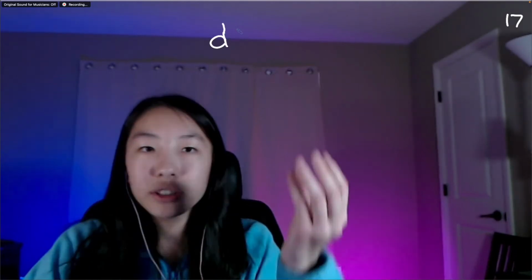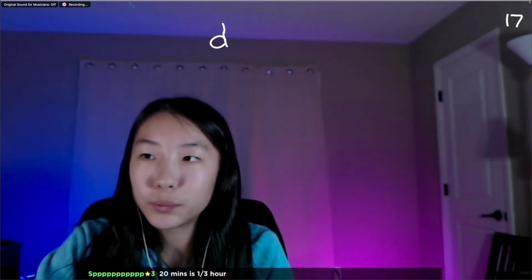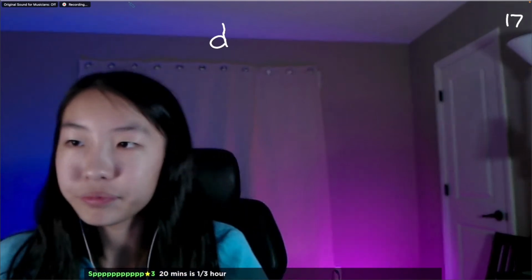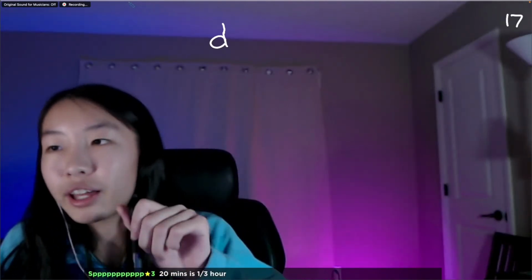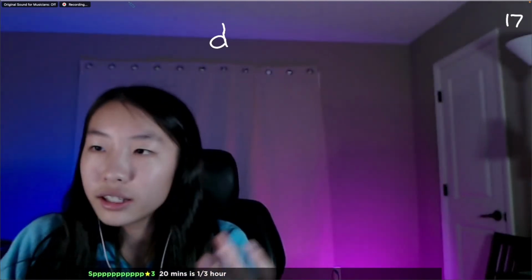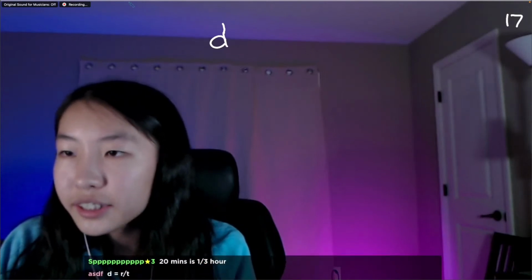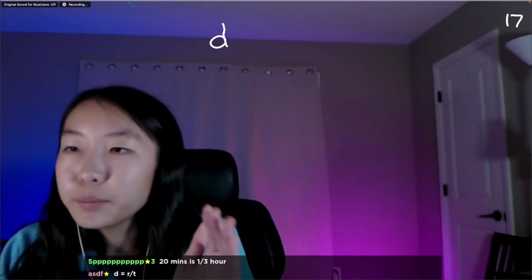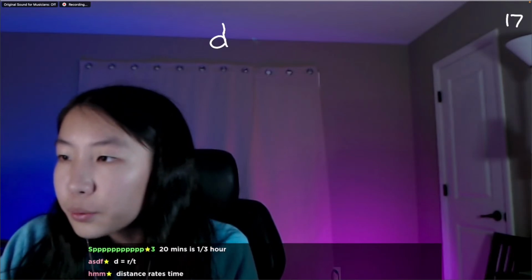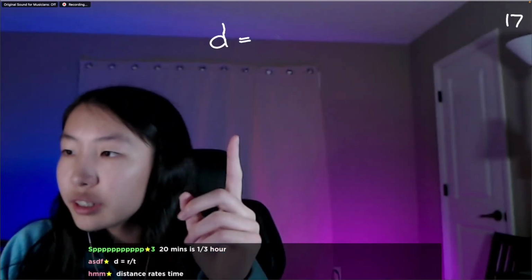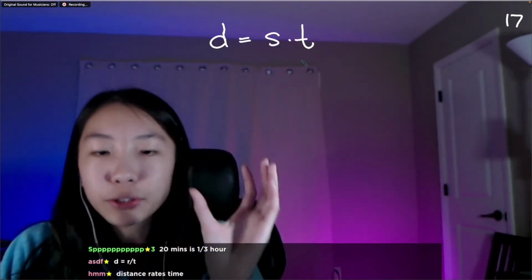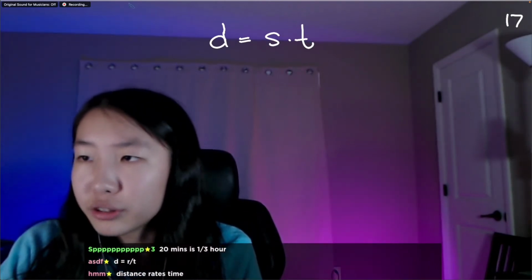So what can we do to relate distance with his speed and with the time that it takes? What is our number one equation for rates problems? Exactly. Okay, distance is actually equal to rate times time. So the distance is speed times the time. That is your go-to equation for any rates problems. It'll be very, very beneficial.